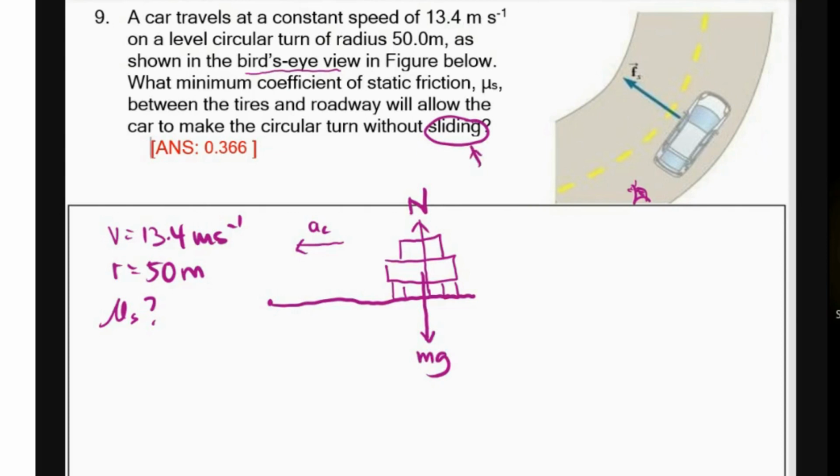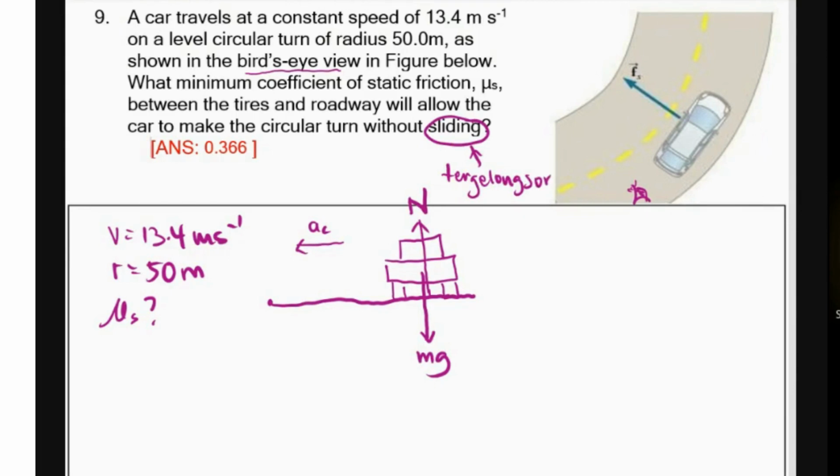Sliding. What is the word in Malay? Sliding. What does sliding mean? Right, so sliding. Tergelongsor. Menggelongsor. Sliding. So it doesn't want to slide.